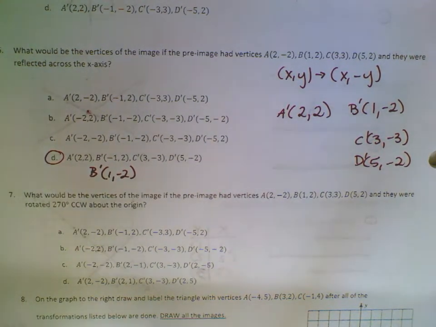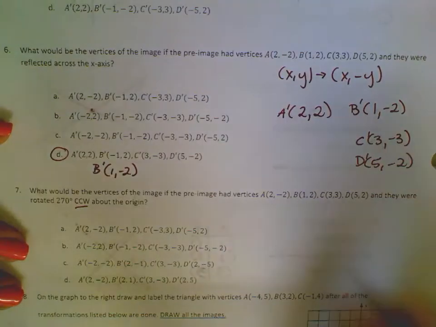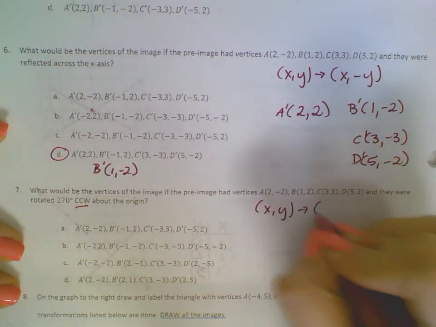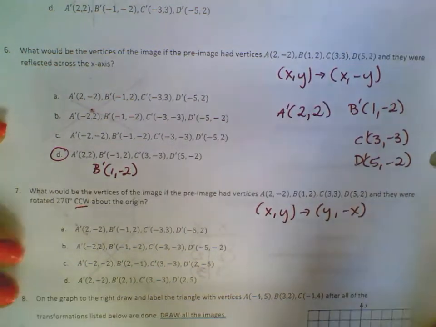For number 7, it says what would be the vertices of the image if the pre-image had vertices at A, B, C, D, and they were rotated 270 degrees counterclockwise about the origin. What we need to remember here is if we're talking about 270 degrees counterclockwise, then we are in good shape because our rules and our wrap both deal with counterclockwise. 270 degrees, find the opposite of x, switch the x and the y. So this is your rule.